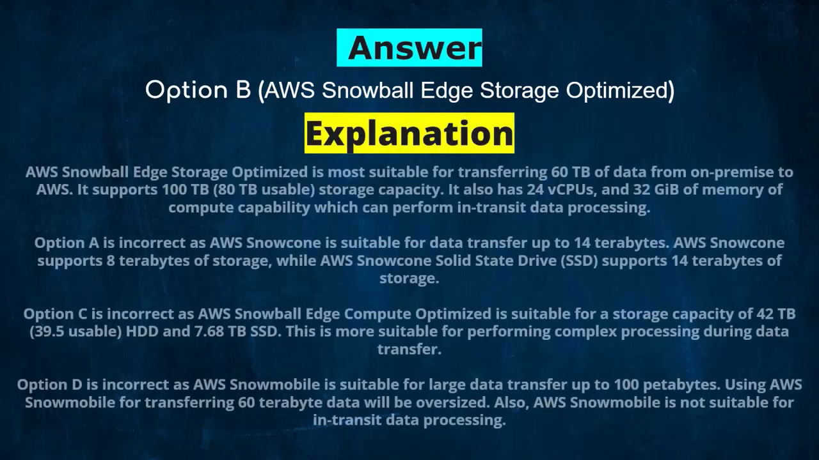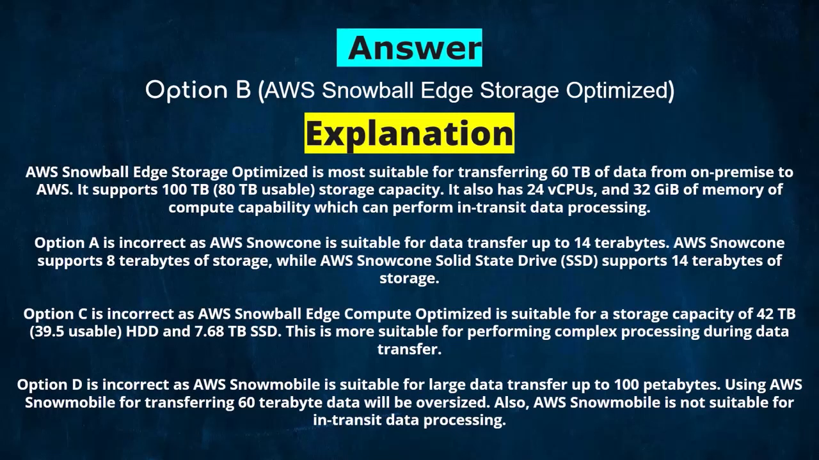Explanation. AWS Snowball Edge Storage Optimized is more suitable for transferring 60 TB of data from on-premises to AWS. It supports 100 TB, with 80 TB usable storage capacity. It also has 24 vCPUs and 32 GB of memory of compute capability, which can perform in-transit data processing. Option A is incorrect, as AWS Snowcone is suitable for data transfer up to 40 terabytes. AWS Snowcone supports 8 terabytes of storage, while AWS Snowcone solid-state drive supports 14 terabytes of storage.